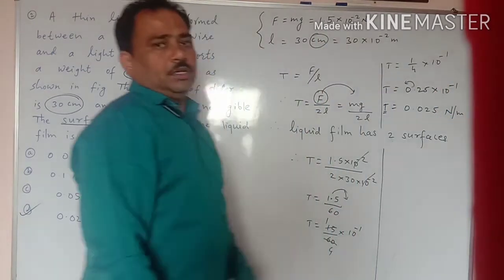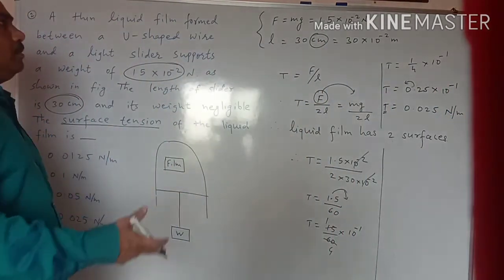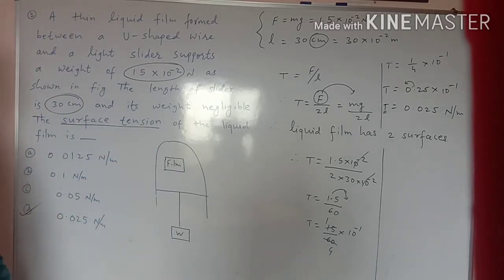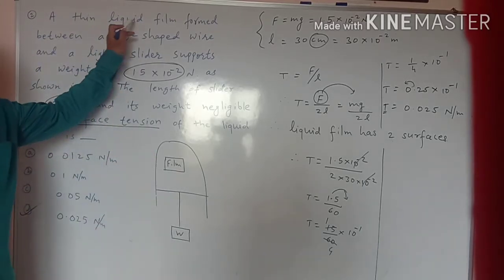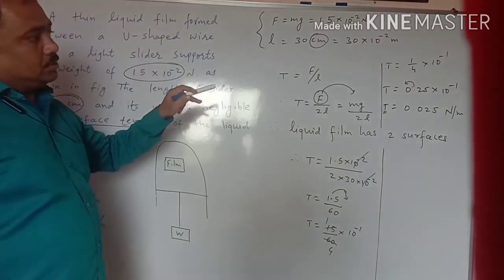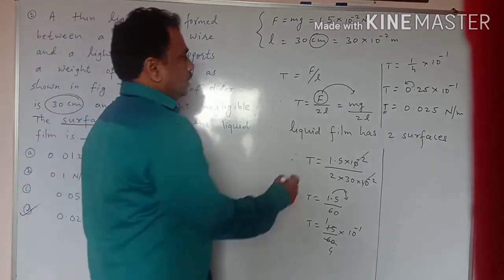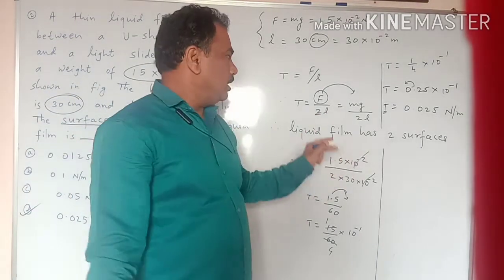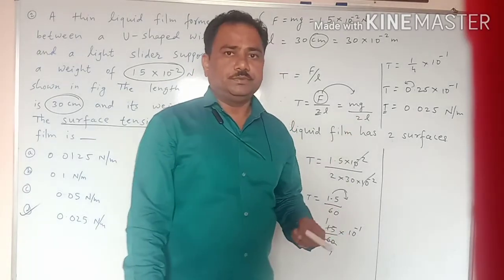Whatever problems depend on the formula of surface tension, it is very easy. But you should remember that if a liquid film or soap film is given, at that time you have to use 2. Why? Because a liquid film or soap film has 2 surfaces.